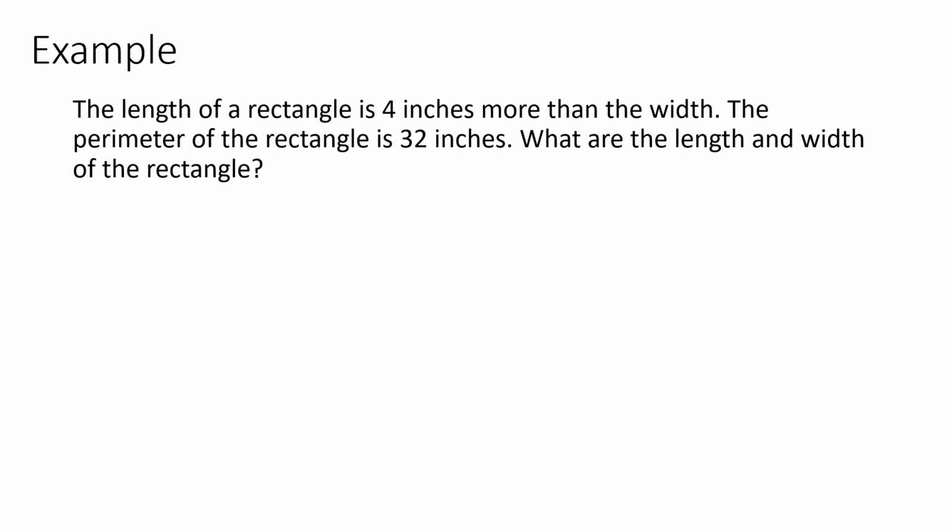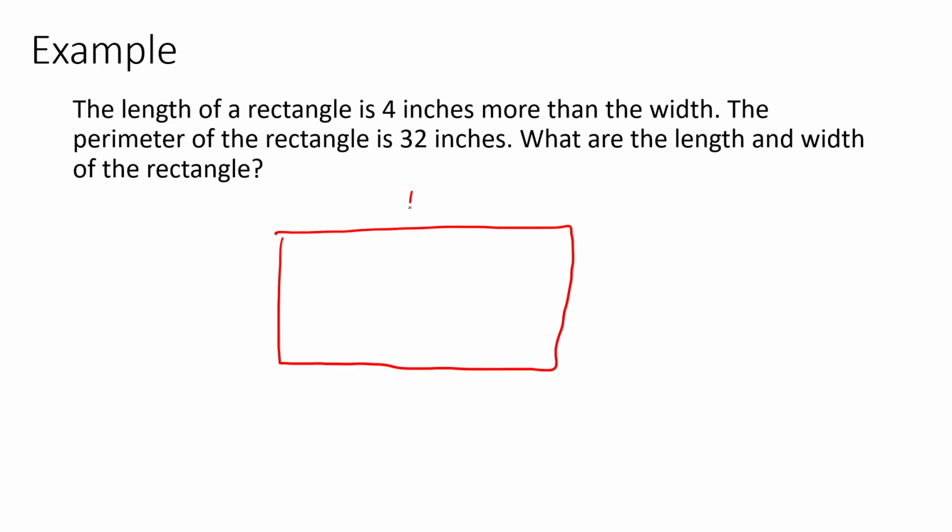The length of a rectangle is 4 inches more than the width. The perimeter of the rectangle is 32 inches. What are the length and width of the rectangle? So it can be helpful to draw a picture as best you can. Here's my rectangle, it doesn't have to be perfect. We want to label some things. So the length we'll call L and the width we'll call W.